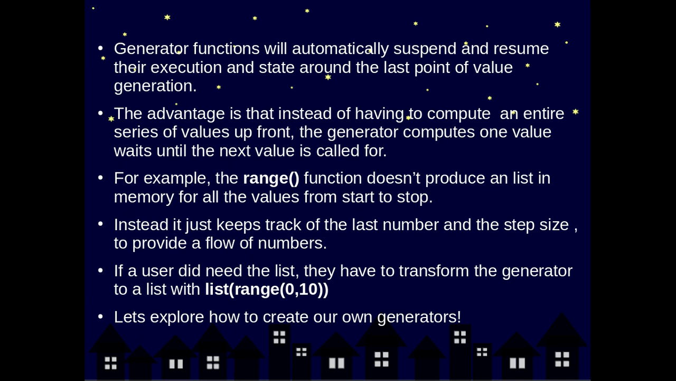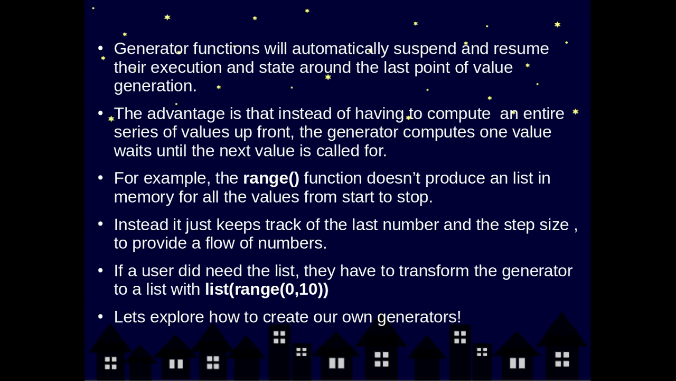Let's say you're generating a list from 1 to 10. You start the iteration and you want the first number, let's say 1. Then the next time it will remember the last number it has yielded to you. Then it will provide you the 2, then 3, then 4, instead of giving you all at a time. The advantage is that instead of having to compute an entire series of values upfront, the generator computes one value and waits until the next value is called for.